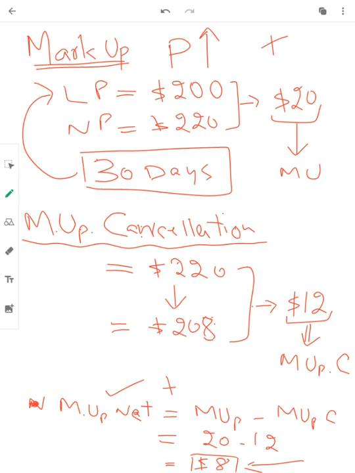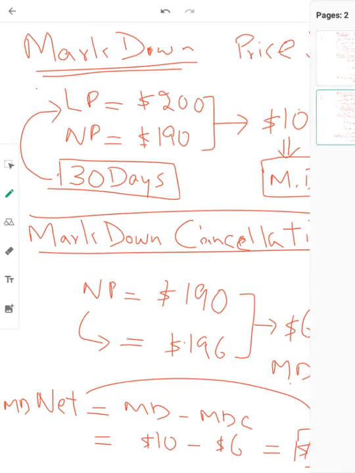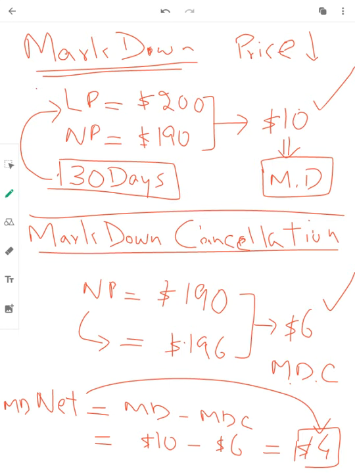Whereas for markdown, we discussed that markdown shows a decrease in the price of the product. So we would consider it as negative by default, and this 4 would be taken as -4. So this is the concept of markup and markdown, its cancellations, its net values, and its signs that will be used in the numericals of the retail inventory method.